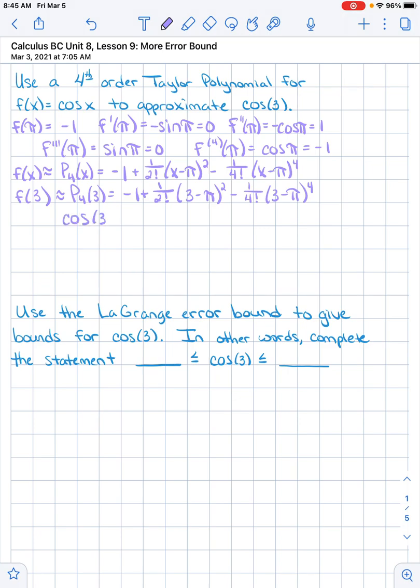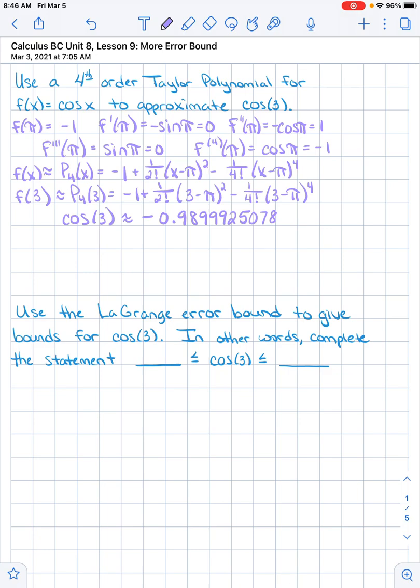I got approximately, so the cosine of 3 is approximately -0.98999. I'm putting as many decimals as possible because remember, we're pretty close. We have a few terms here. We've gone out to 4 derivatives, and we've chosen a value to center this around that's also really close to 3. So we're probably pretty close to the actual cosine of 3.